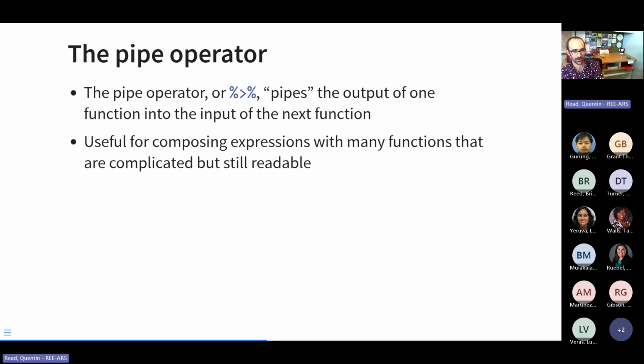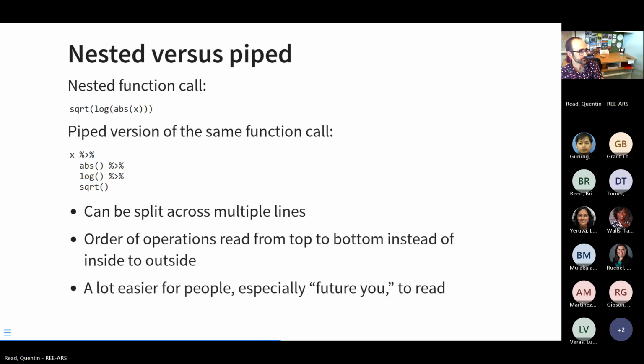That may not make sense. I'll show you an example here in just a moment. For example, if you had the square root function, the logarithm, and the absolute value function all nested in each other, what you're really doing is taking the absolute value first, then the log of that, then the square root of that. But it's almost easier to see if you start with your x, pipe it to the absolute value function, take the result and pass it to the next line, which takes the logarithm, take the result of that, and pipe it to the next line, which takes the square root.